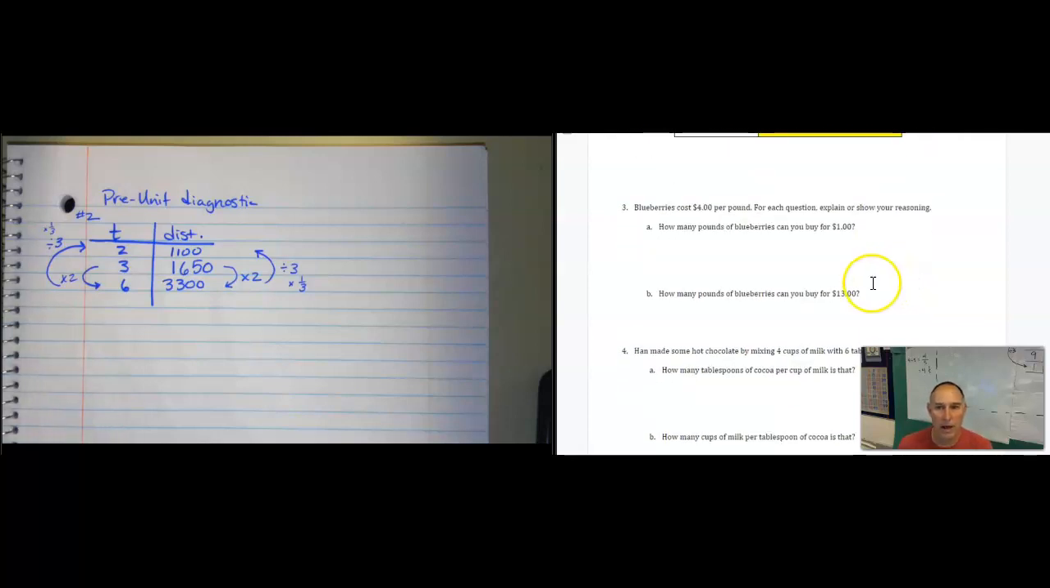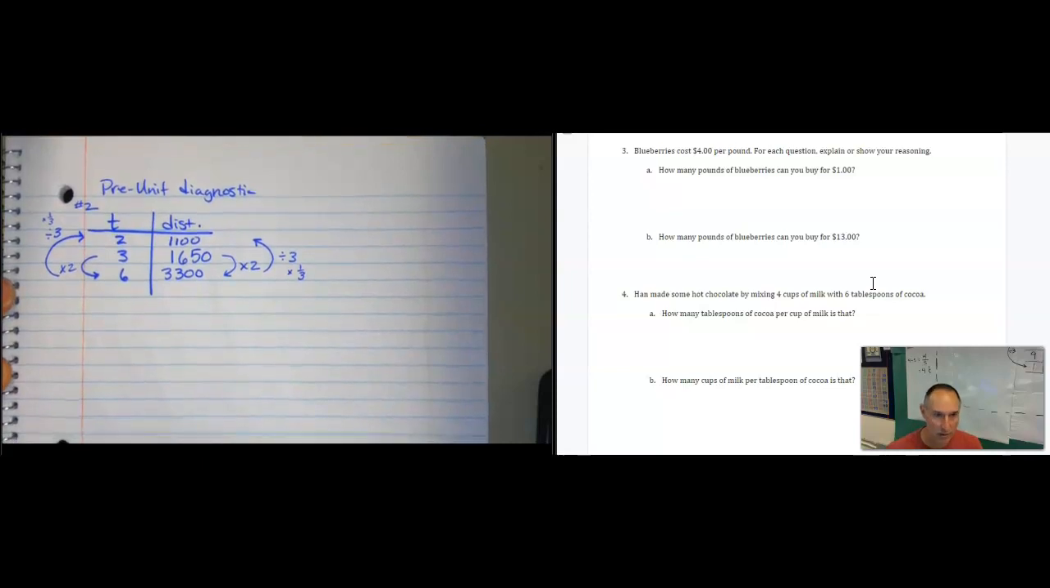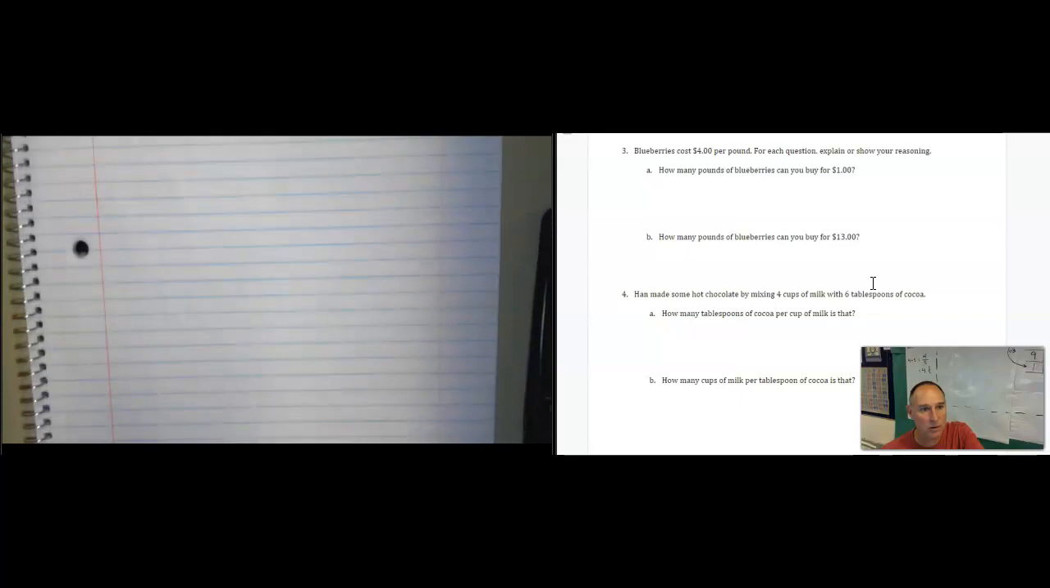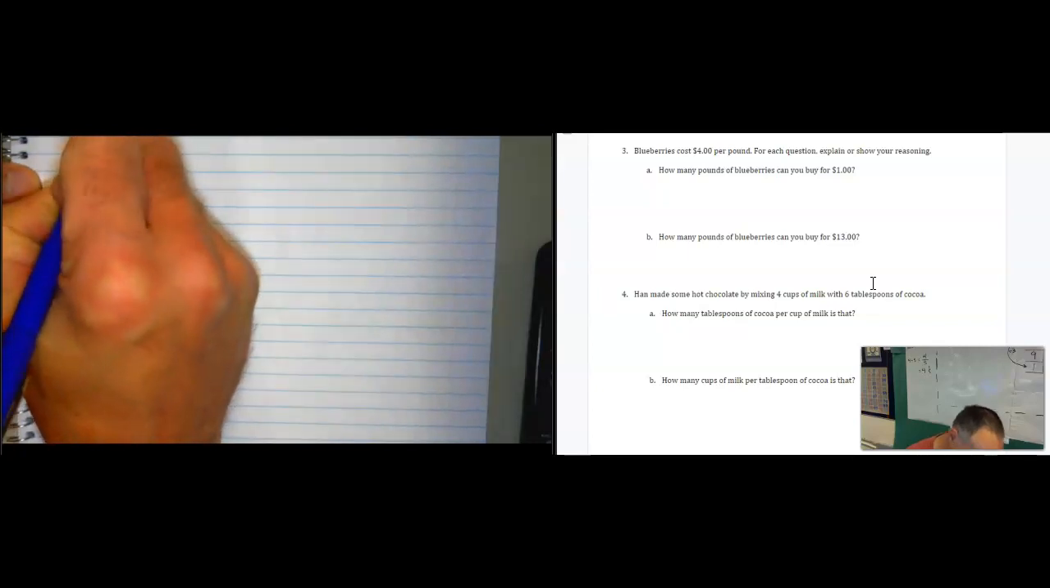All right, we're going to look at questions 3 and 4 here. These two questions are asking us about this ratio of blueberries and the cost, and the other is about chocolate milks. But they're both sort of about these ratios. So I'm going to move down here. This will be question 3 and question 4. Okay. So question number 3, put right here.